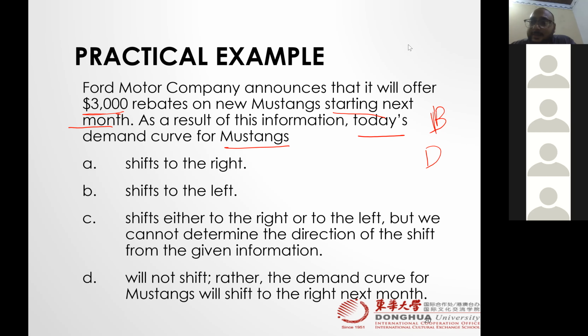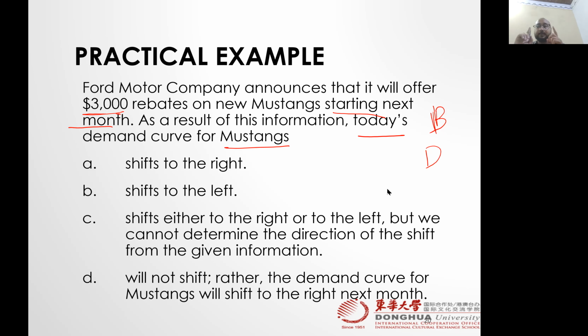So remember, this is the expectation part. Let me further elaborate on this. The prices will be reduced after a month. What happens now? If you want to buy a car, and you came to know that after a month the price is going to reduce by $3,000, would you purchase right now or would you delay to buy next month?